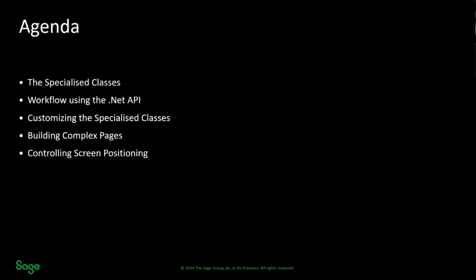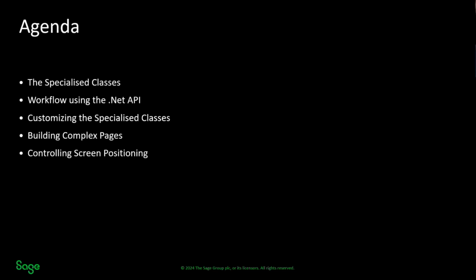looking at how they fit into projects that you might well want to create, how you can consider all of the different purposes of the specialized classes, and then go on to think about things like calling .NET projects from workflow, being able to customize and enhance the specialized classes by using some of the overrides that are available, and look at examples of building complex pages, as well as controlling screen positioning.